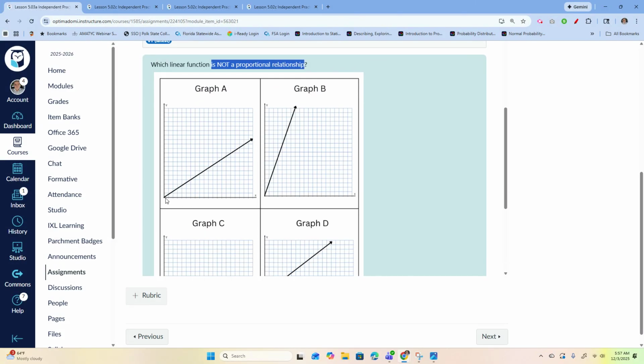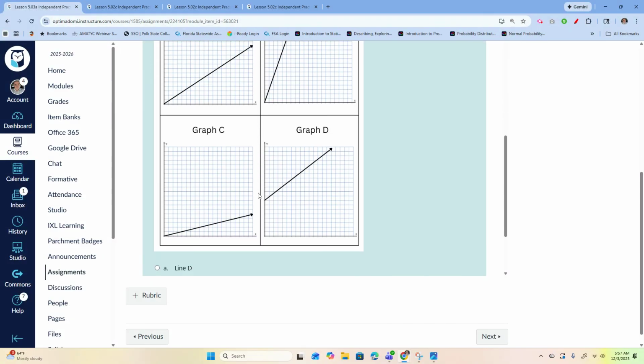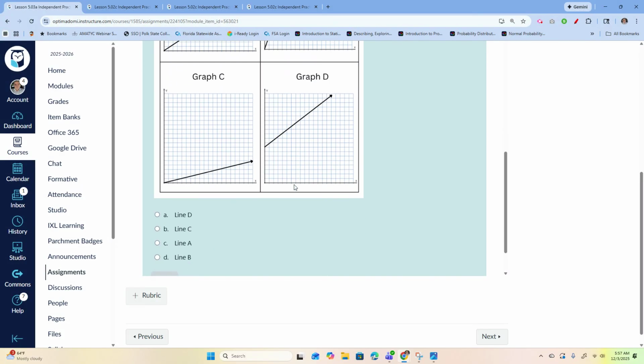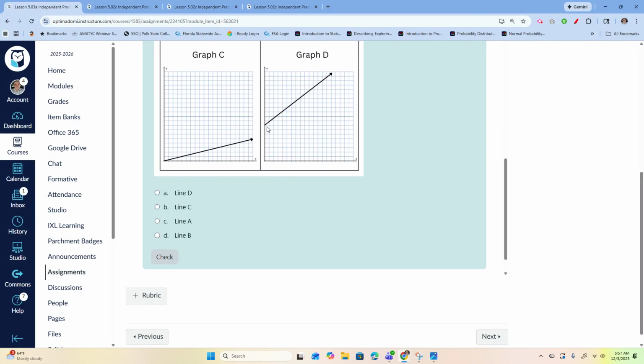So A is proportional, it starts at the origin. B is proportional, it starts at the origin. C is proportional because it starts at the origin. But D is not proportional because it didn't start at the origin, which is right here.